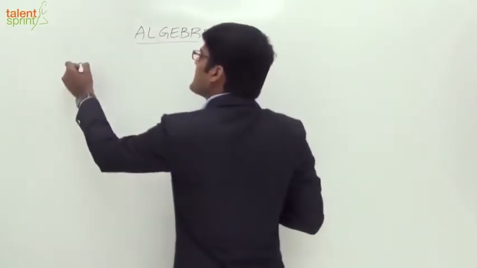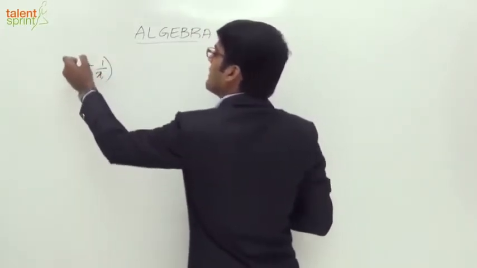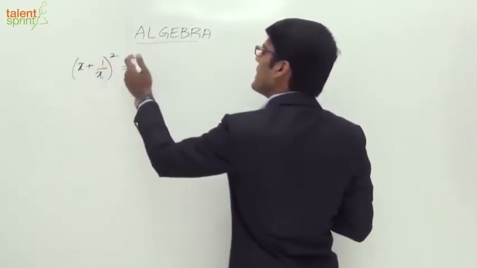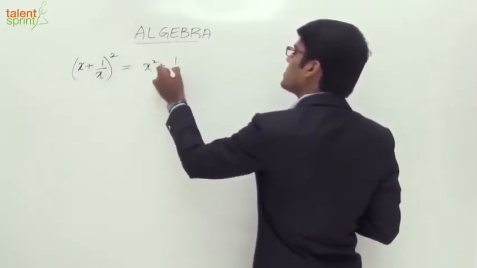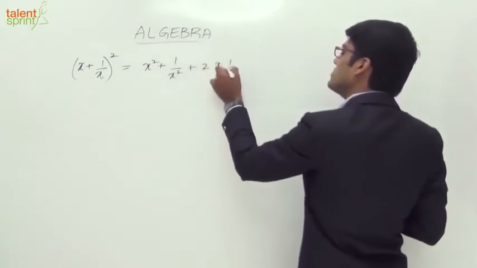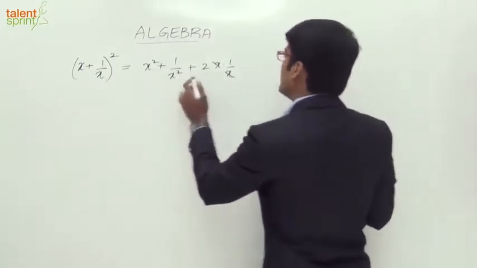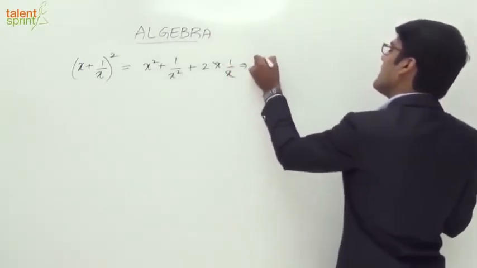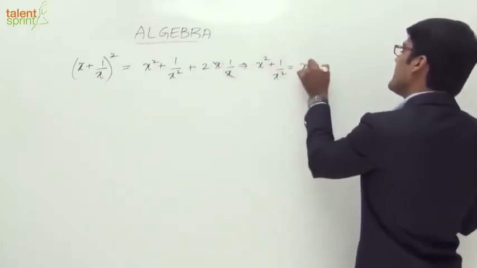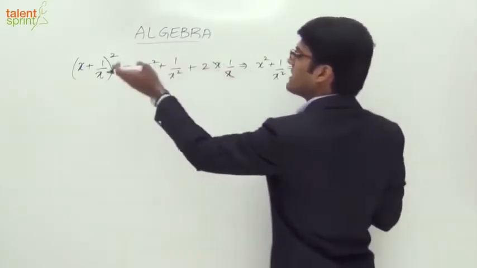See, x plus 1 by x whole squared. What do we get? A plus b whole squared. So it will be a squared plus b squared, that is 1 by x squared, plus 2ab. So 2 into x into 1 by x. So x and x get eliminated. So the point to be noted here is we can say that x squared plus 1 by x squared equals x plus 1 by x whole squared minus 2, right? Plus 2, when it goes to the other side, we get minus 2.